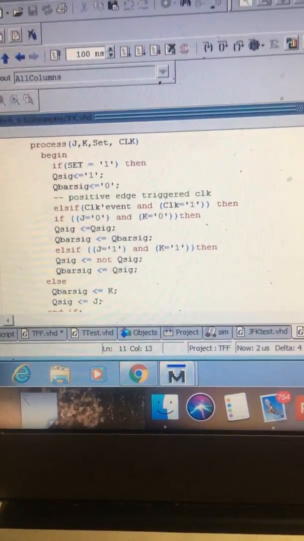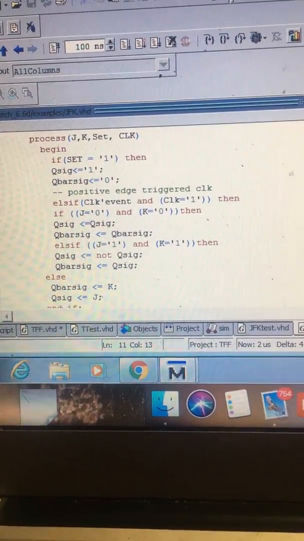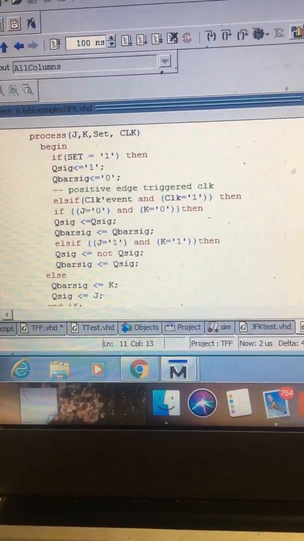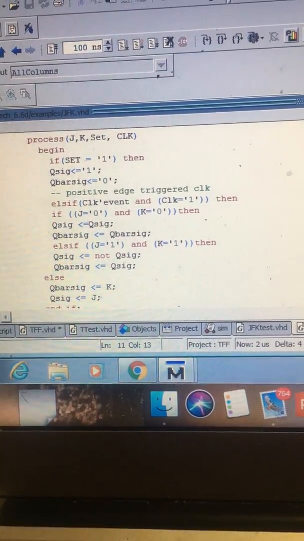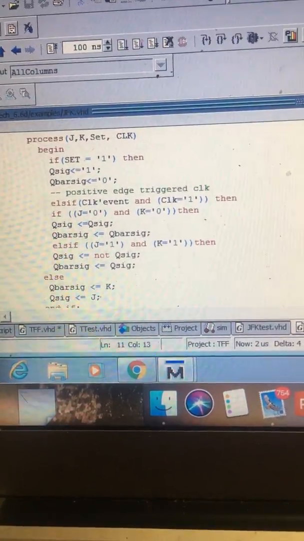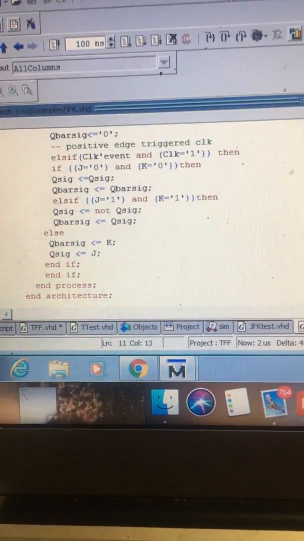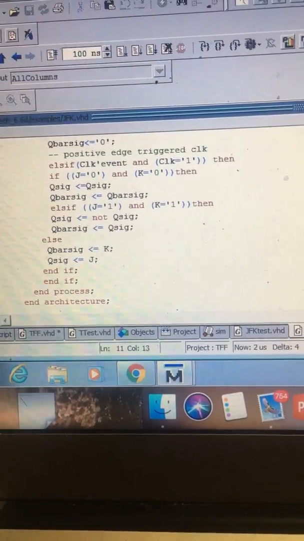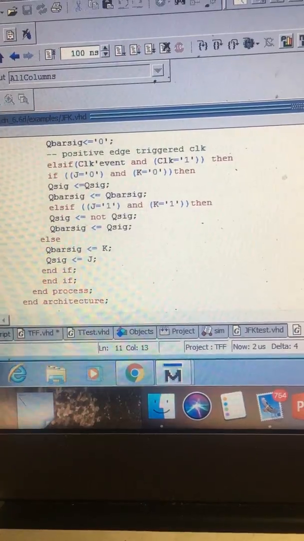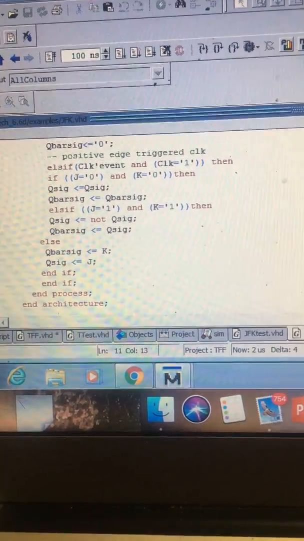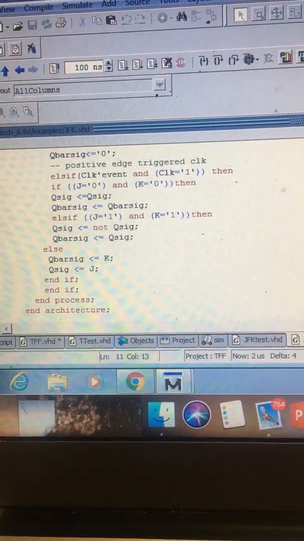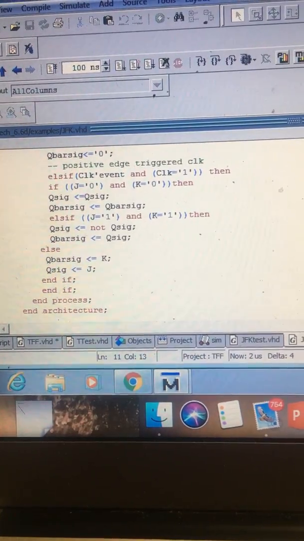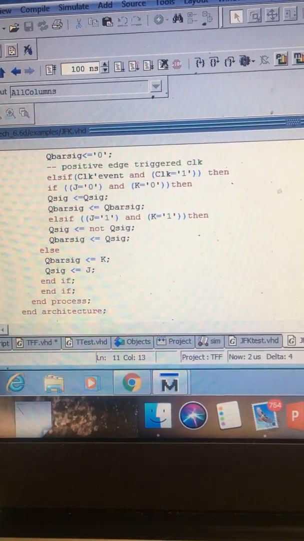When the clock is on and set is off, and J and K are both equal to 1, it serves as a toggle. And so whatever Q and Qbar were previously, it is the opposite of that, the complement. And if J is equal to 1 and K is equal to 0, it serves as a set. So Q will be equal to 1 and Qbar will be equal to 0. And vice versa, when K is equal to 1 and J is equal to 0, it will serve as a reset. Q will be 0 and Qbar will be 1.